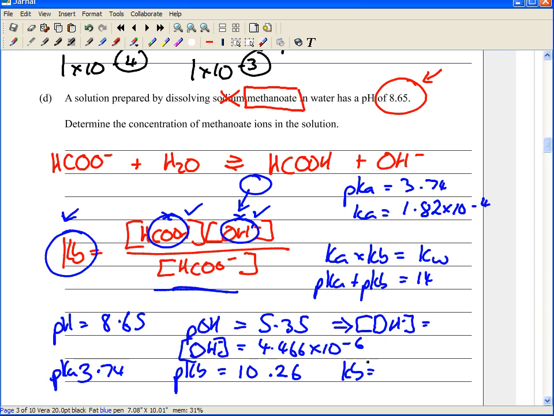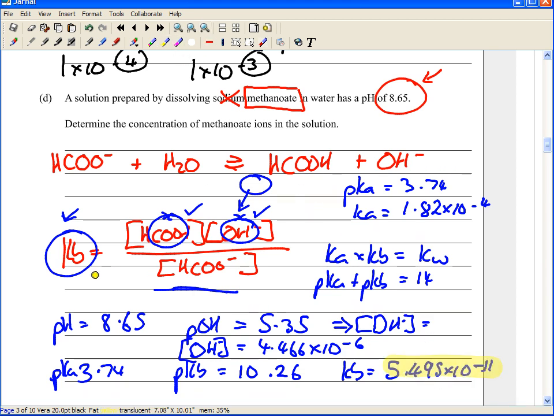What about to the negative 10.26? That equals 5.495 times 10 to the minus 11. Cool. So now what do we do?